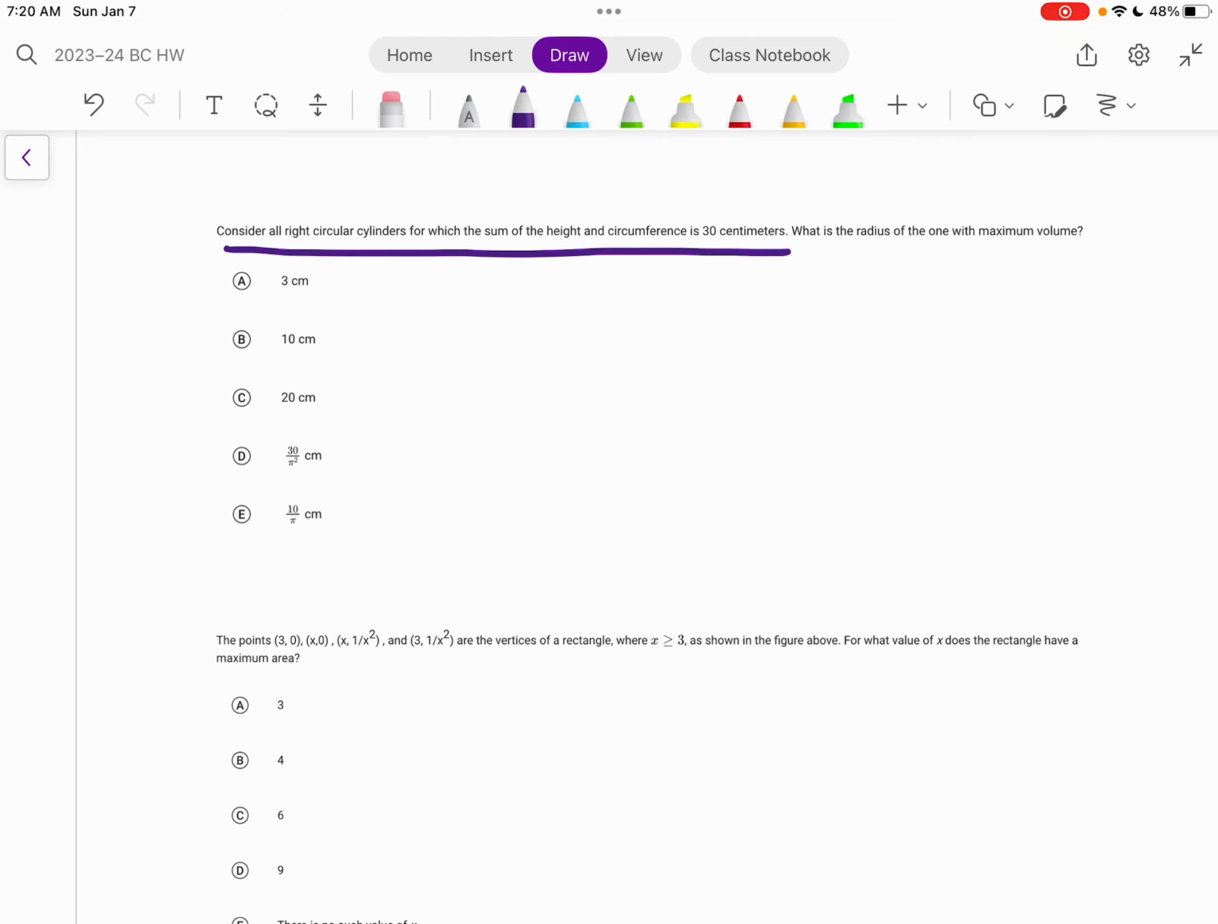We're trying to maximize. Remember, we always say trying to max volume, and the volume of that right circular cylinder, of course, is just pi r squared h. Okay, and this has two variables. So if we were to take a derivative right now, we would get into all kinds of trouble, right? The product rule, and it would be gross. So we want to eliminate a variable by looking at this constraint here, which is that the sum of the height and the circumference is 30 centimeters.